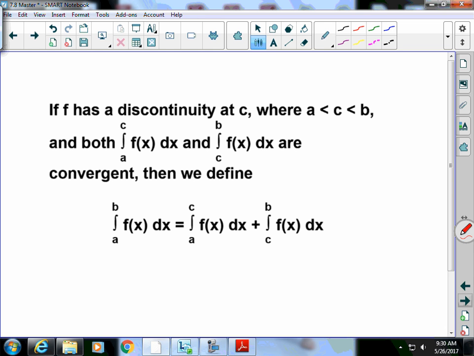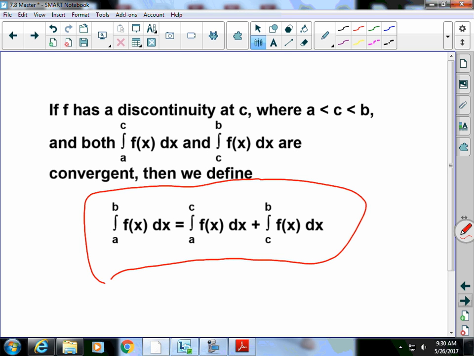It says if f has a discontinuity at c, where c is between a and b, and both the integral from a to c of f(x) dx and the integral from c to b of f(x) dx are convergent, then we define that. We did this when we were doing the infinities, and it's the same thing because I could sum them up, which means I could break them apart. If each part converges, then the whole thing converges. If one or more parts diverge, then it's divergent.